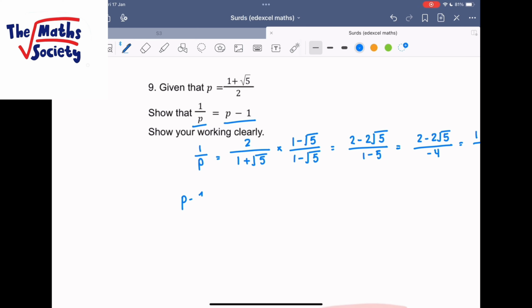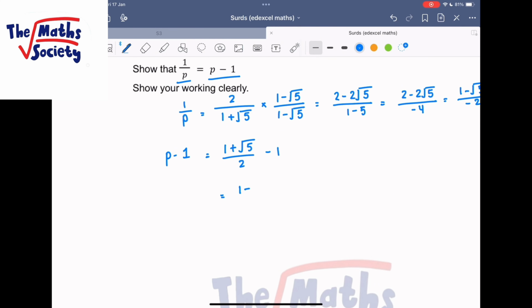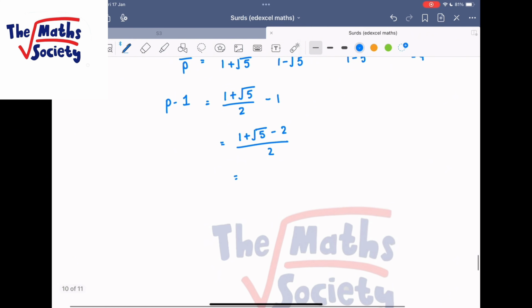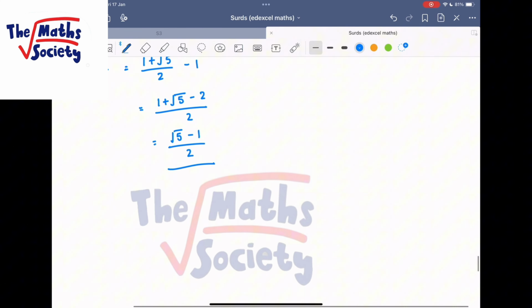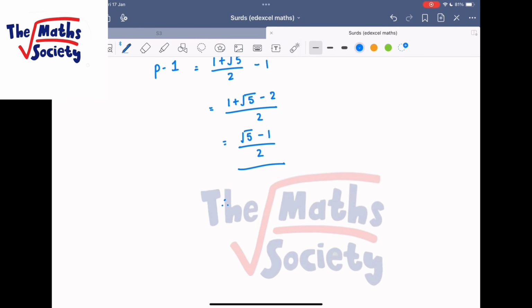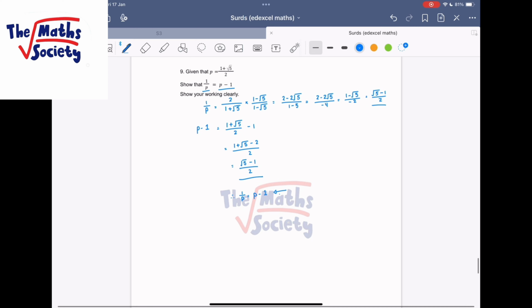And then this time we'll find p minus 1, right? P minus 1. P is 1 plus root 5 by 2, minus 1. So then it should be 1 plus root 5 minus 2 by 2. So that should be root 5 minus 1 by 2. So let's see if the answers are the same or not. Root 5 minus 1 by 2, root 5 minus 1 by 2. Therefore, 1 by p is equal to p minus 1. And that should be our answer.